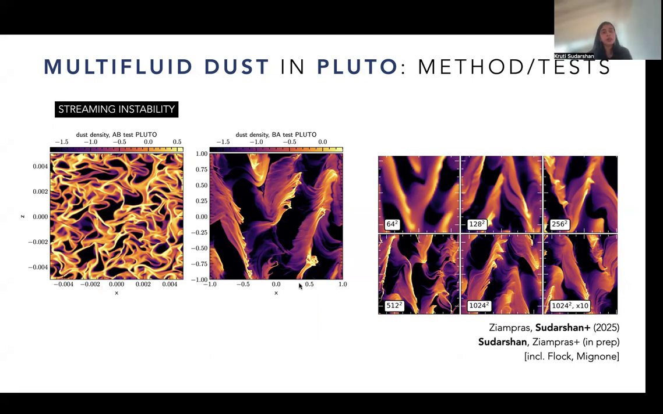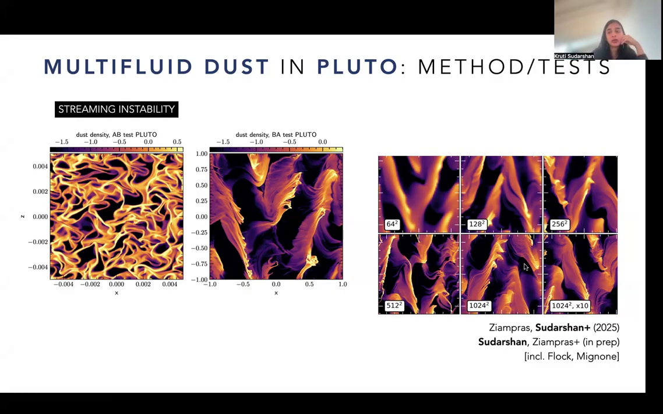And these are some results for the streaming instability. So the streaming instability is a classic dust drag instability, which we use to form planetesimals very nicely in disk simulations, and we show that the AB and BA tests, which are very well tested classical shearing box tests, work very well with our current implementation of the pressureless dust fluid. This has also been resolution tested.